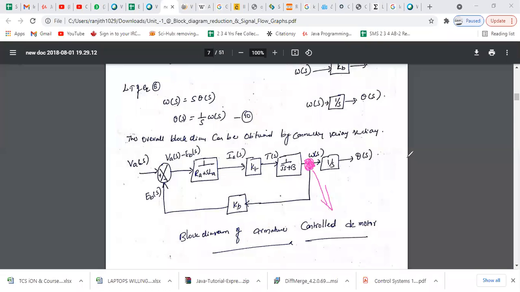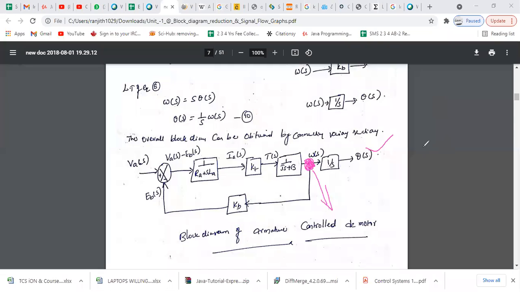Kt, Kb also you said. Are they constants or variables? Constants, sir. I'm asking for the variables. Va of s, Eb of s, Ia of s, omega of s, T of s are there, right? You stopped at omega of s, what did theta do? Theta of s also, sir.